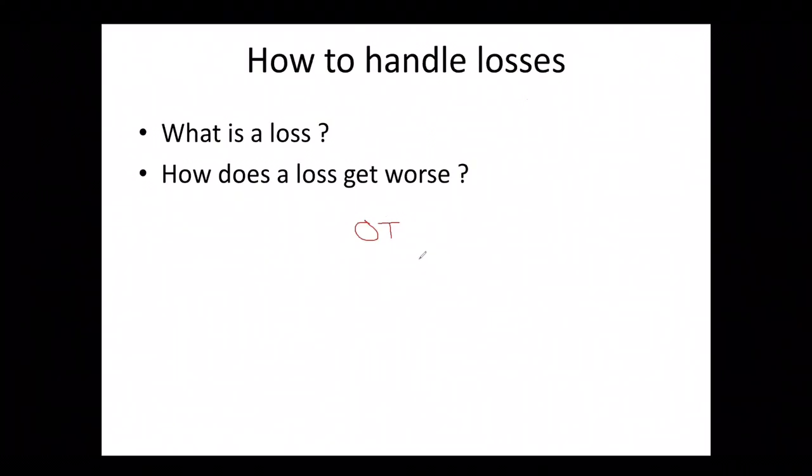So what's overtrading in your perspective? Overtrading is, I took 10 trades a day. That's overtrading. Or I took 15 trades a day. Is that overtrading? Or I did 5 trades a day? Some people will say, okay, this is overtrading.